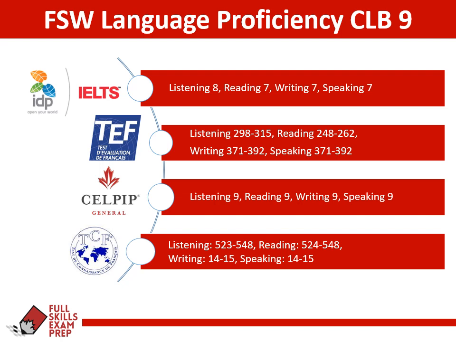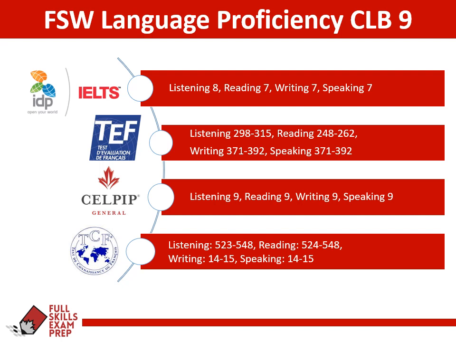Well, what exactly is a CLB 9 in terms of IELTS? Well, it's a 7 in everything except an 8 in listening. For CELPIP, CELPIP's really straightforward. It's just a 9 in everything. For TEF, it's a 371 to 392 in speaking and writing, and then listening is a 298 to 315. And finally, reading is a 248 to 262.